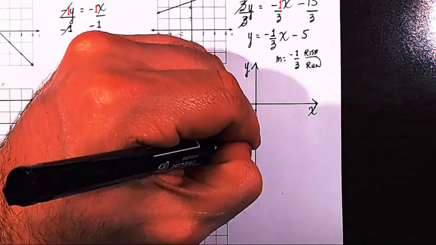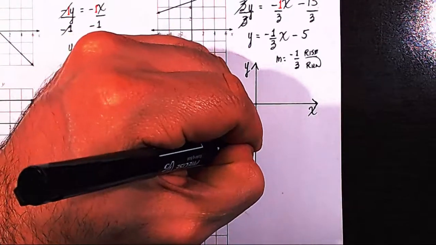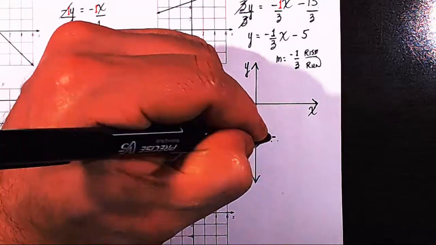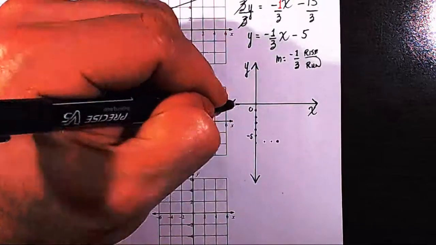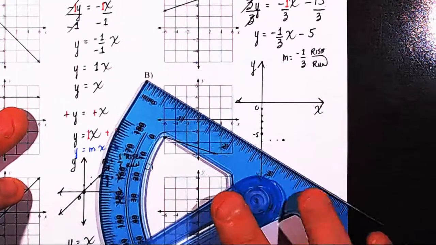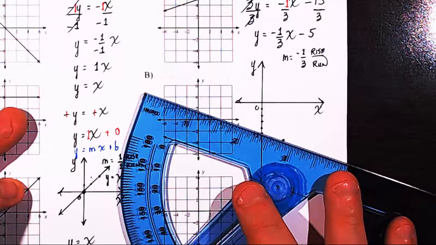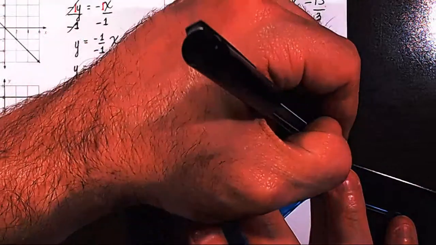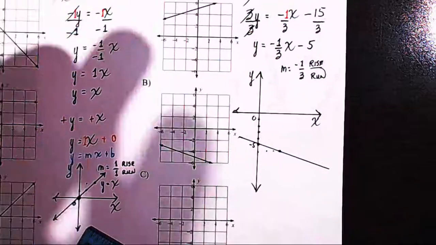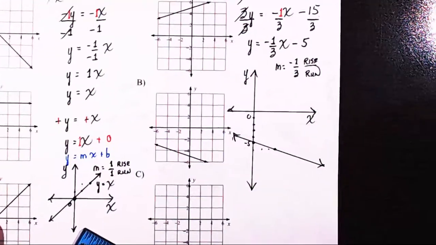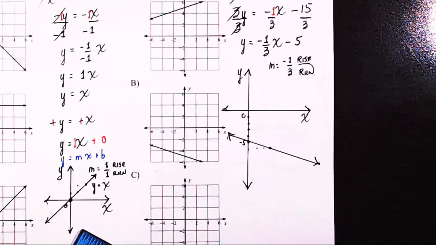Okay, so here, let's go down 1, and then over 3. 1, 2, 3. Okay, so with those 2 points, I can make my line. Right, that's not perfect. It's not machine precise, but that's what I'm looking for.